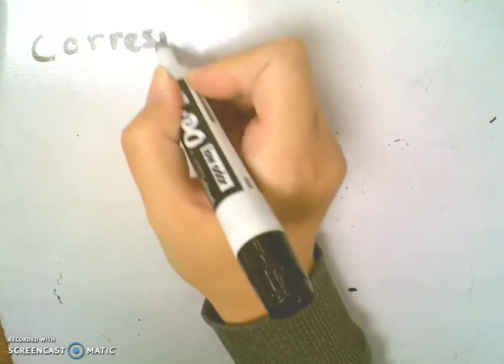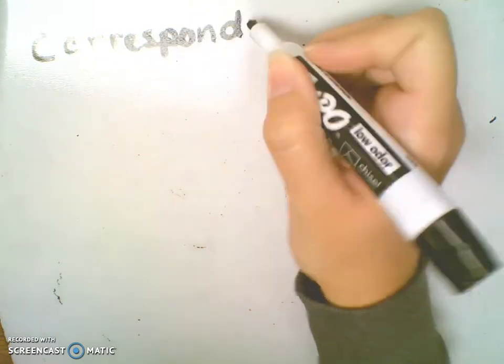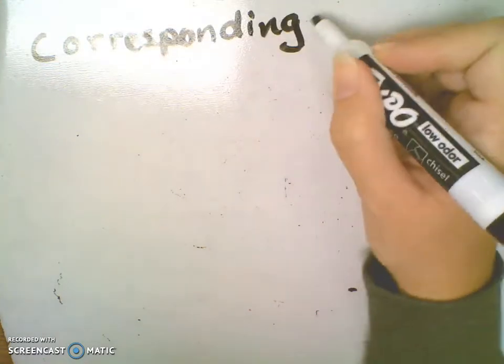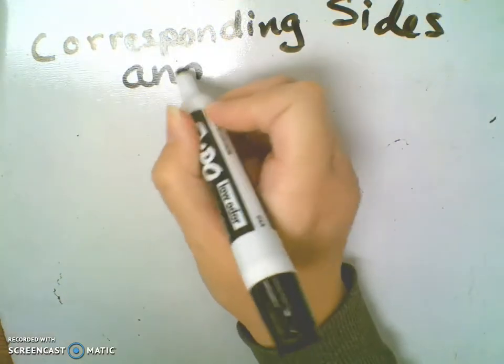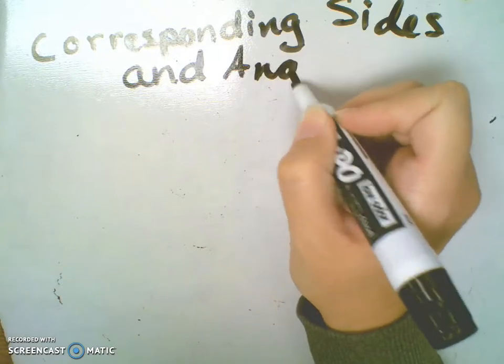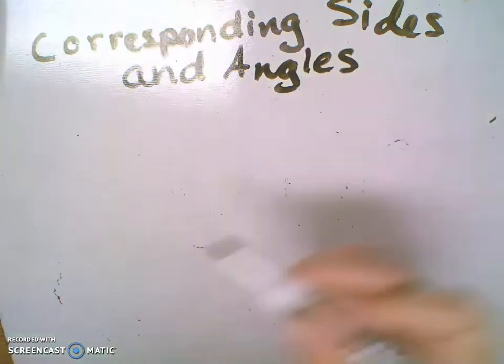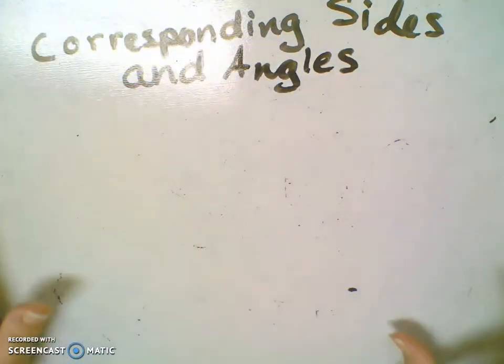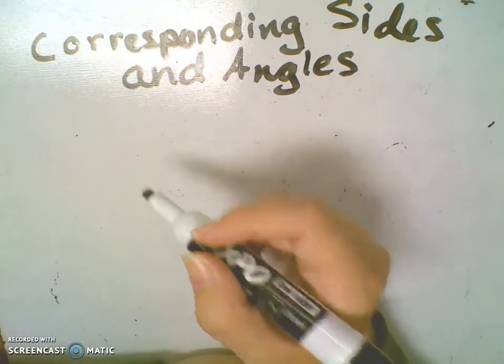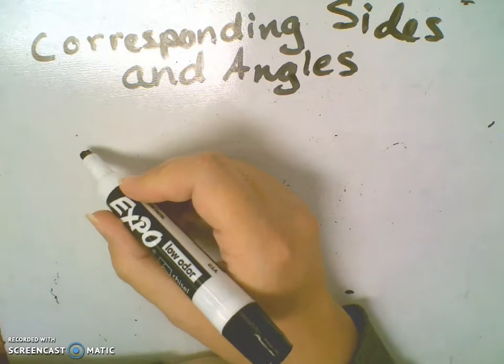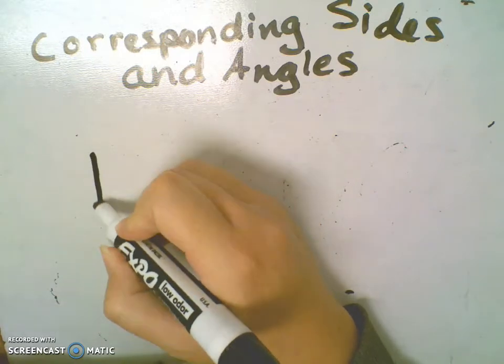So, corresponding sides and angles. Okay, so this is some geometry. It's just a way that we talk about two different shapes and compare them. So let's look at a couple of triangles.